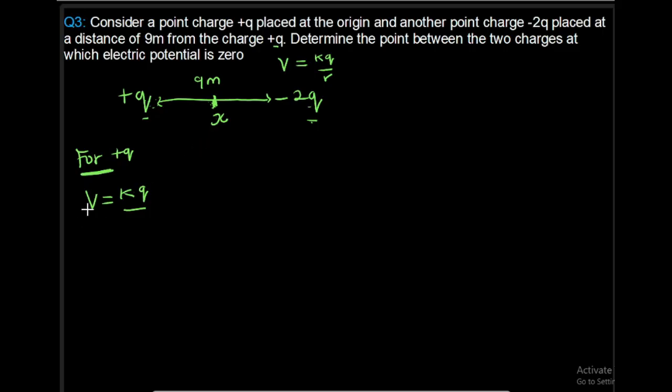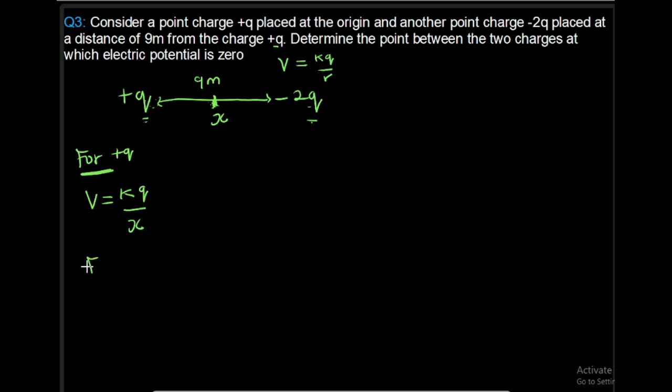All right. So we have V equals KQ for this charge. K, our charge, magnitude of charge is Q, all over the distance R from here to here, which is X. So our distance for this charge is X. So we have V equals KQ over X for this charge.